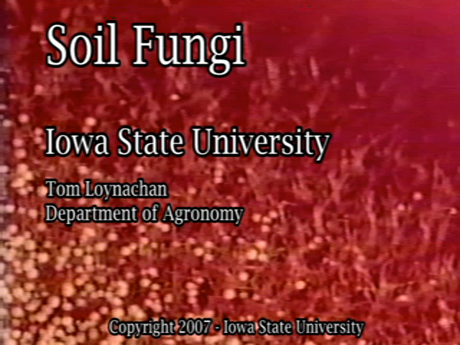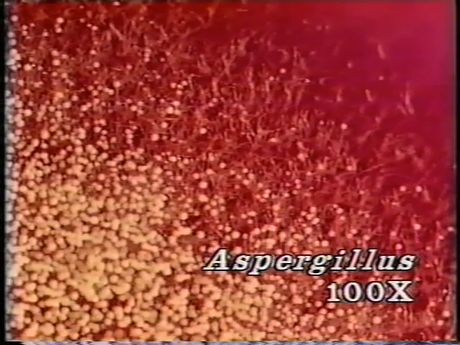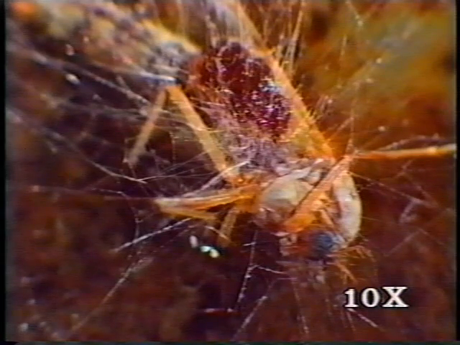Fungi are quite common in soil, often making up more biomass or living tissue than any other microbial group. They are eukaryotic organisms that have rigid cell walls and lack chlorophyll. In this view, we can see white hyphae surrounding an insect that is in the process of being decomposed.